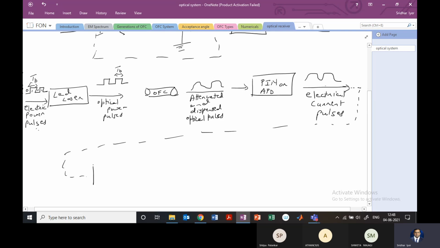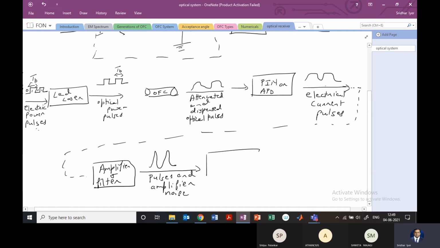So the next block that we have is of amplifier and filter, which is going to amplify and filter out the unwanted signals, and the output that we get looks something like this. These are pulses, the electrical pulses with amplifier noise. So we'll discuss the amplifier noise in module 4. That we will discuss in module 4.